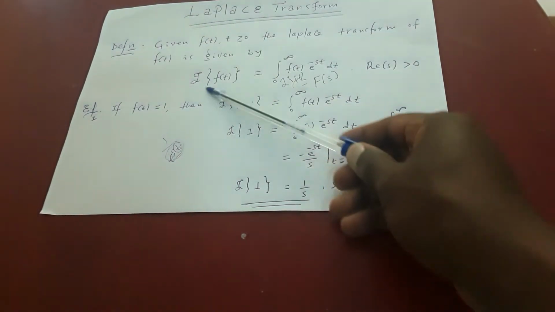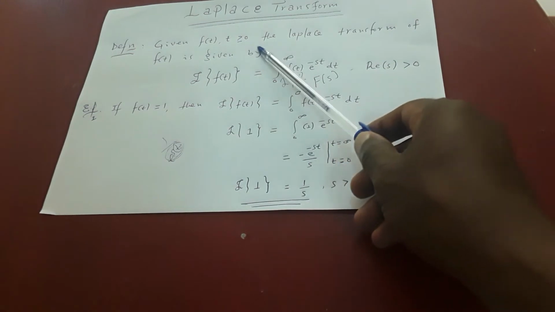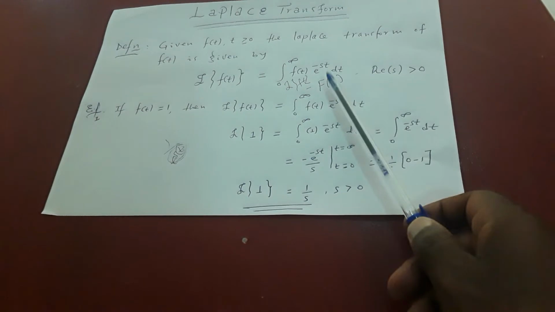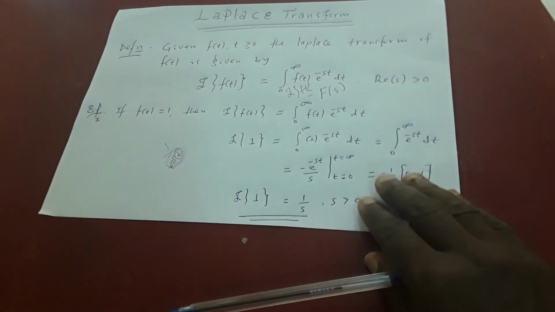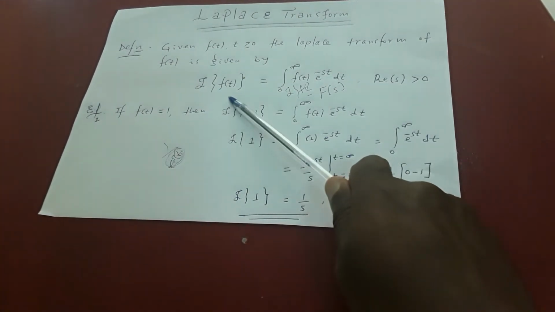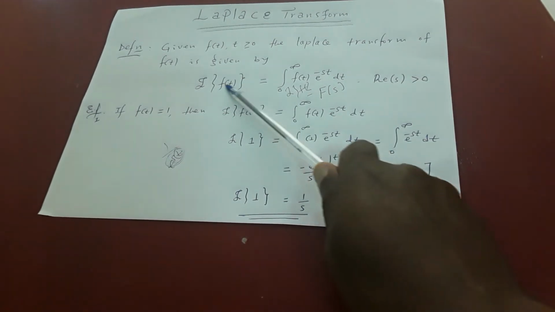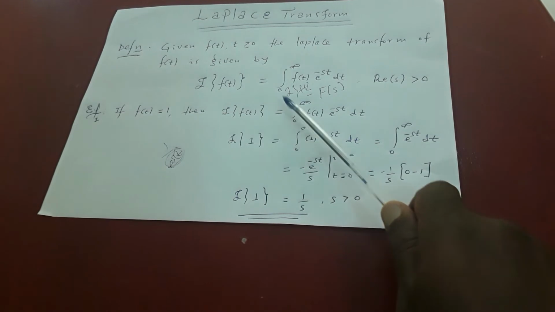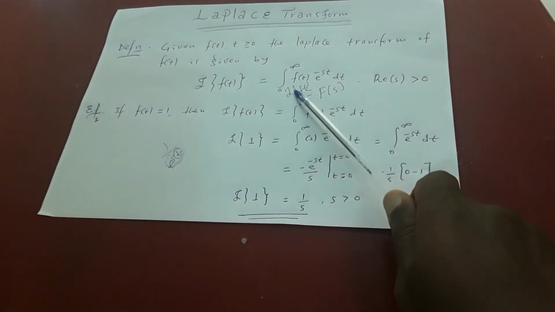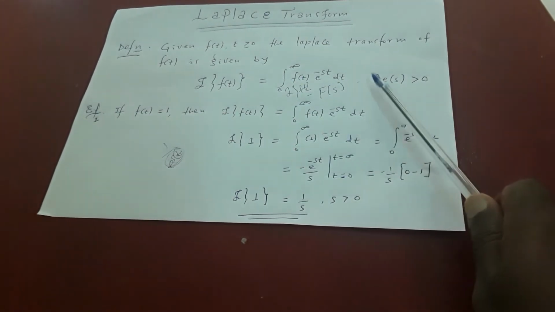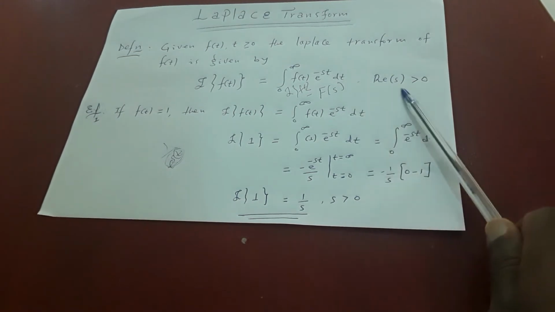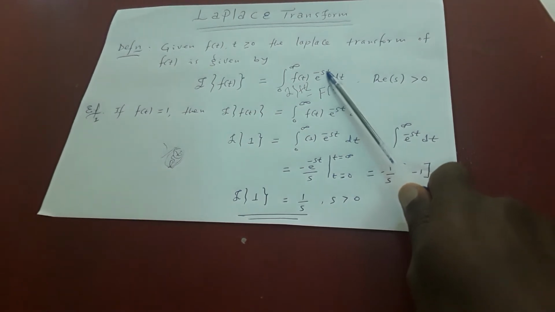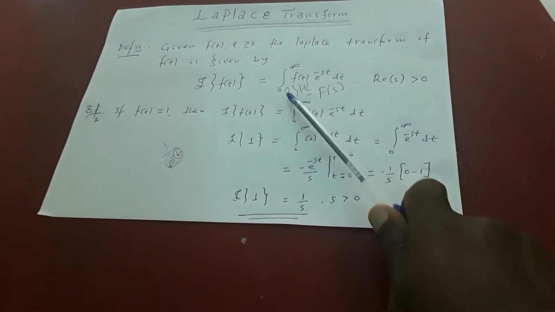Given a function f of t for t greater than or equal to 0, the Laplace transform of f of t is given by the Laplace L characteristic of f of t. We read it as Laplace of f of t, the integral from 0 up to infinity of f of t e raised to minus st dt, where the real part of s is positive. s might be a complex number here, so we consider the real part to be positive.